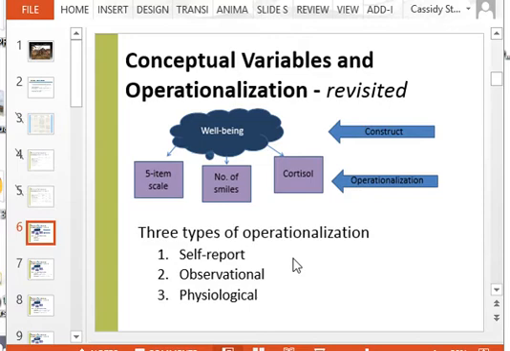A second type would be that we observe the individual. If we wanted to assess the well-being of a person for our study, instead of asking them questions, because people can lie, we might just observe their behavior, and we could count the number of smiles in an hour, say, and we would then say the more smiles in an hour, the happier the person is, or the higher their well-being.